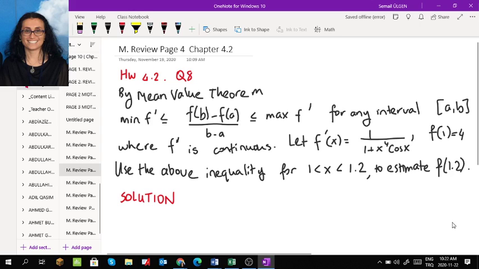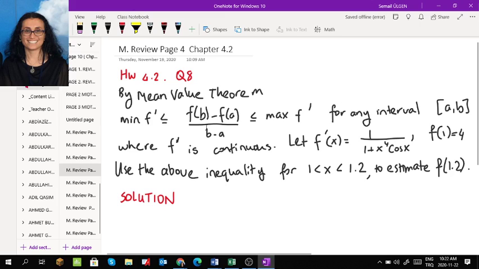Let's look at this question. This is question 8, mean value theorem. By mean value theorem, we have such an inequality: minimum f prime less than or equal to f of b minus f of a over b minus a less than or equal to maximum f prime for any interval a, b, where f prime is continuous. And we are given f prime as the following: 1 plus x to the 4 cosine x. f of 1 is 4. Use the above inequality for x from 1 to 1.2 to estimate f of 1.2. Okay, that's what they are saying.